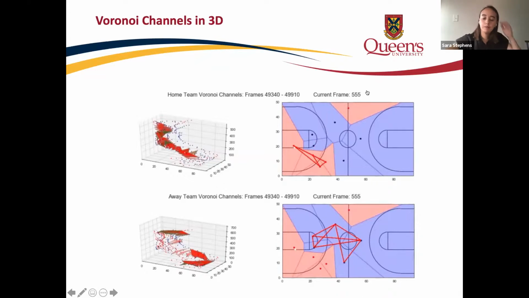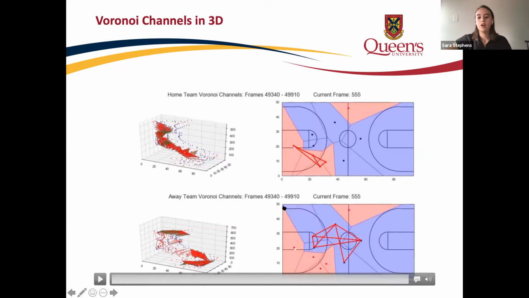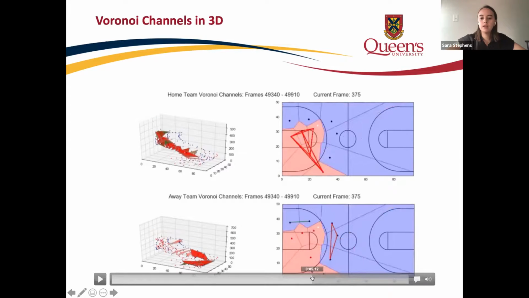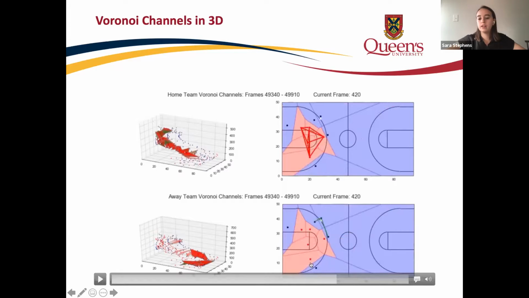So that's the offensive team on the bottom and the defensive team on the top. And you can see the shot was missed, and that's most likely, we can look at it, there's quite a lack of passing lanes on behalf of the offensive team, and the defensive team was actually able to create passing lanes.